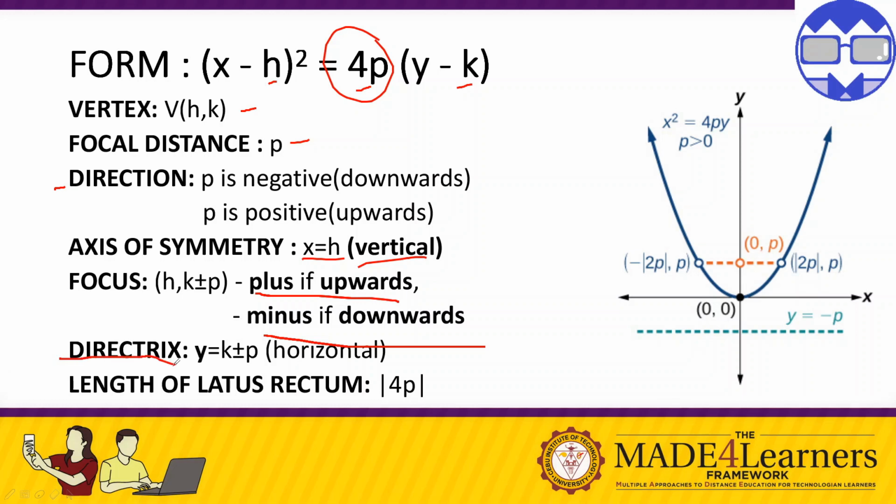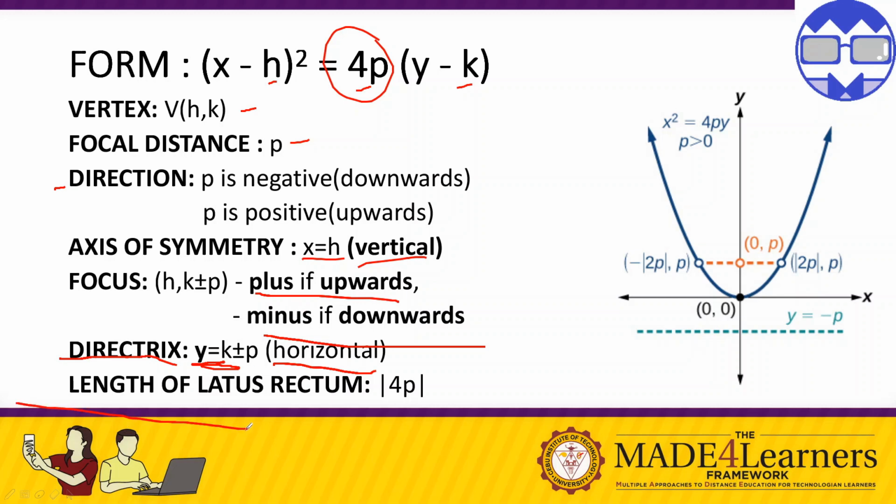Now the directrix is always opposite from the focus. You can find the directrix by subtracting p from k. So this is the form of our directrix. Again, it's horizontal, it passes through the y-axis, and it's paired with k because y-axis, y, k. So minus p if it's plus for the focus, plus p if it's minus for the focus.